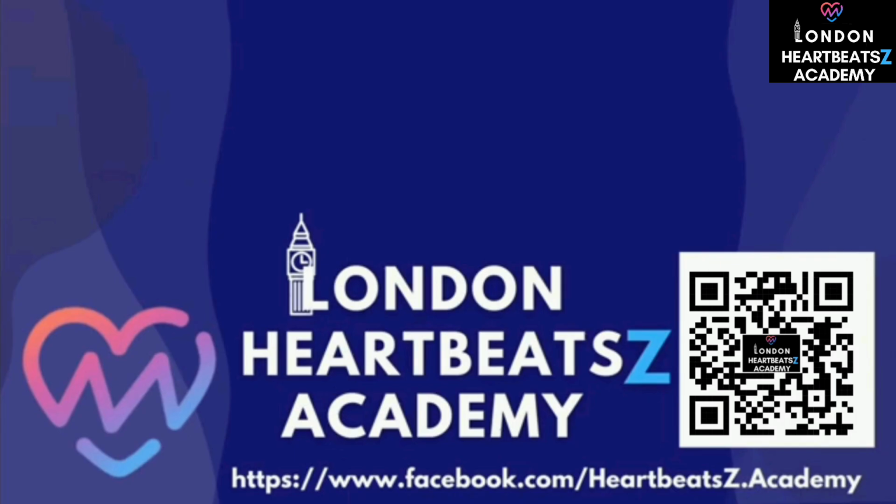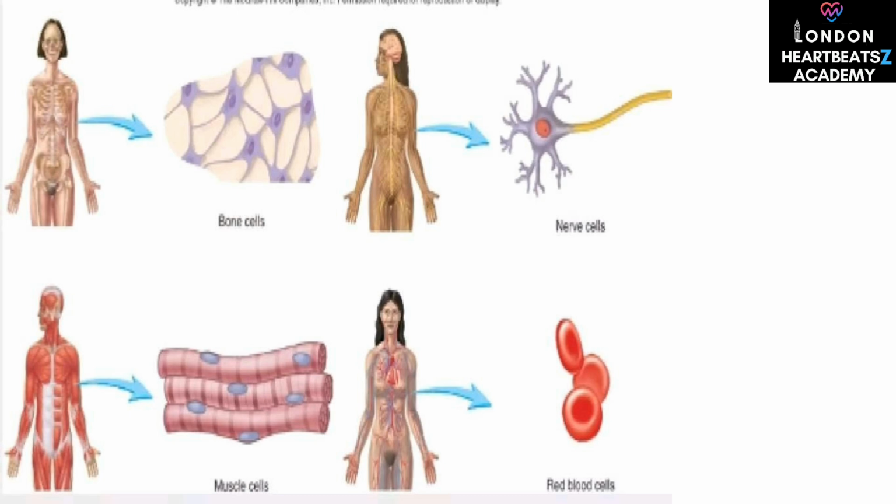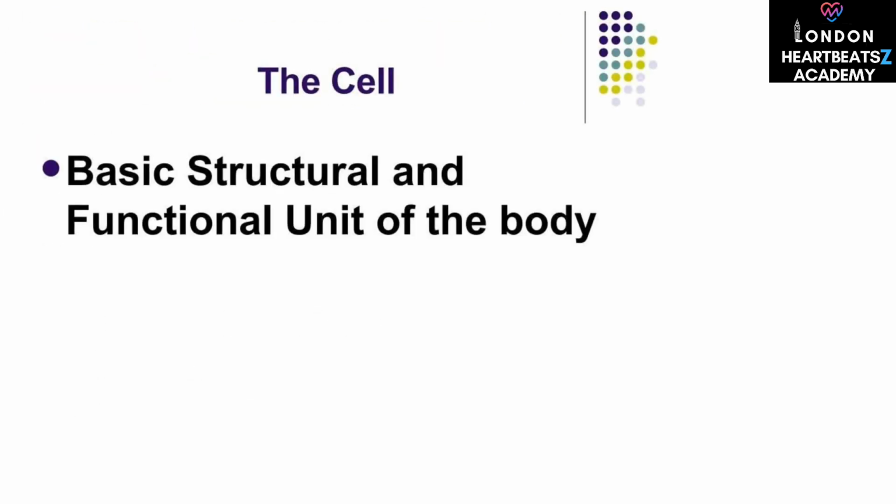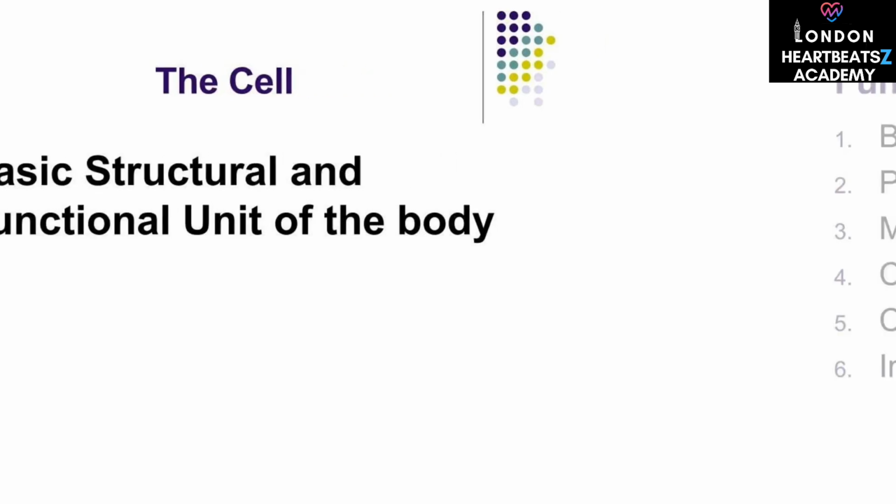and guidance sessions. Anatomy and Physiology explores how different cells, such as bone, nerve, muscle, and red blood cells, contribute to the structure and function of the human body. We will review key topics, including the cell, integumentary, musculoskeletal, nervous, endocrine, cardiovascular and hematologic, gastrointestinal, urinary/fluids and electrolytes, and reproductive systems. Let's begin with the cell, the basic structural and functional unit of the body.